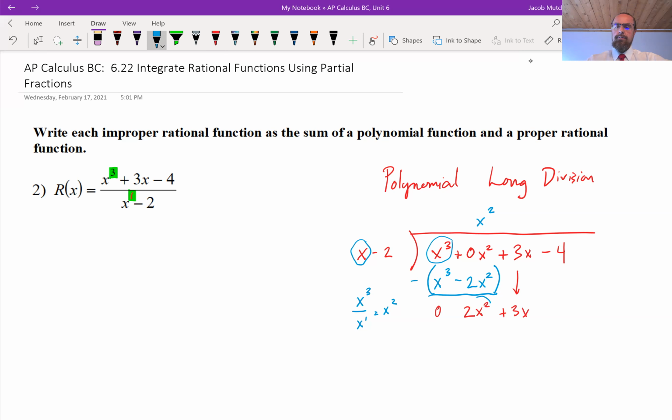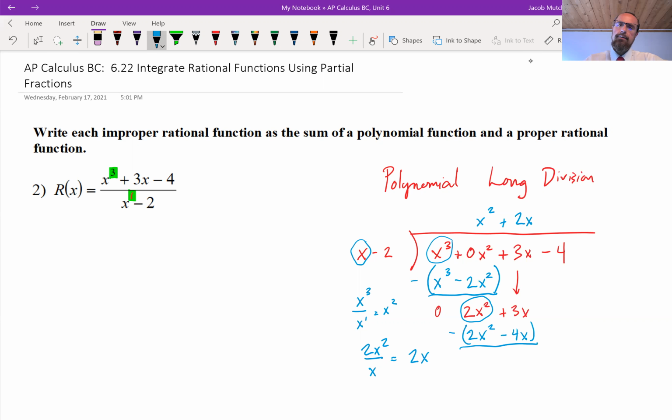Now we're going to start the division a second time. 2x squared now divided by my divisor, just x. And that's going to give us 2x. So again, I'll place that as my second term in my quotient, and now multiply back. 2x times x is going to be 2x squared. And again, that's going to cancel, so that shows me that I did the division correctly. And then 2x times negative 2, negative 4x.